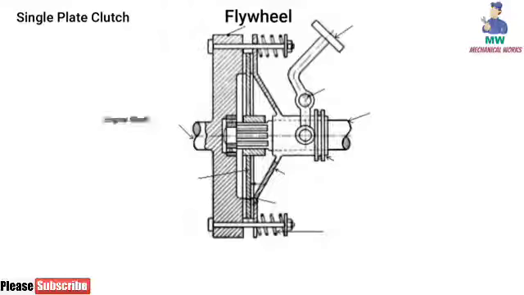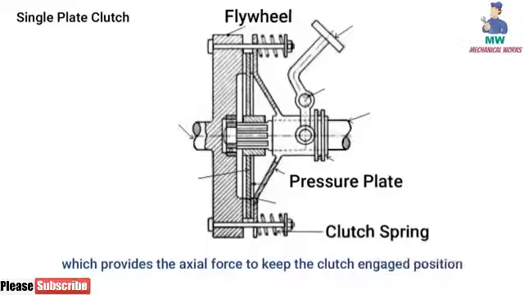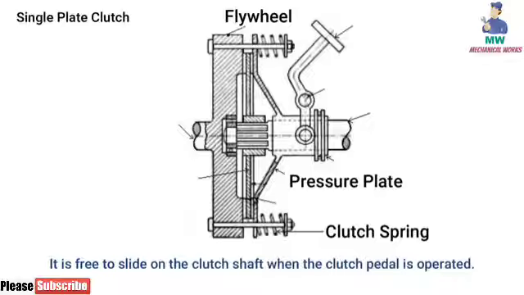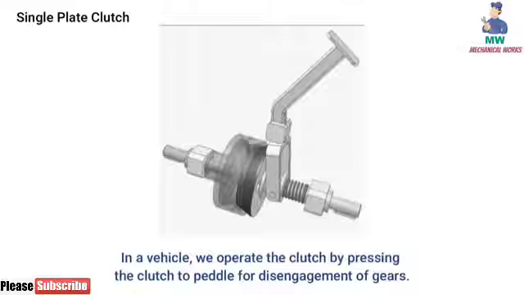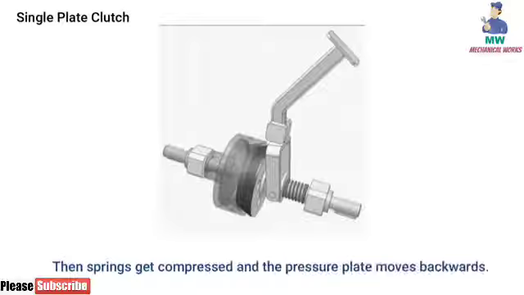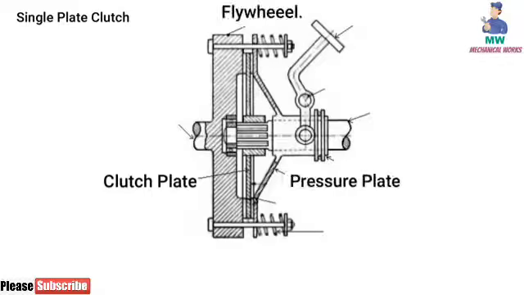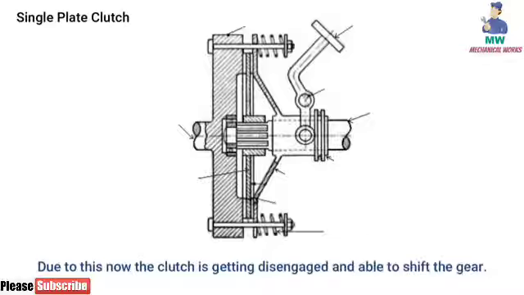The flywheel is attached to the engine crankshaft and rotates with it. A pressure plate is bolted to the flywheel through a clutch spring, which provides the axial force to keep the clutch in the engaged position. It is free to slide on the clutch shaft when the clutch pedal is operated. In a vehicle, we operate the clutch by pressing the clutch pedal. For disengagement of gears, the springs get compressed and the pressure plate moves backwards. Now the clutch plate becomes free between the pressure plate and flywheel. Due to this, the clutch is disengaged and we are able to shift the gear.